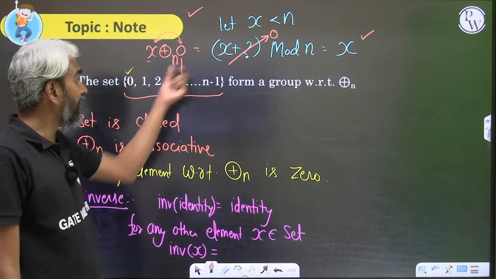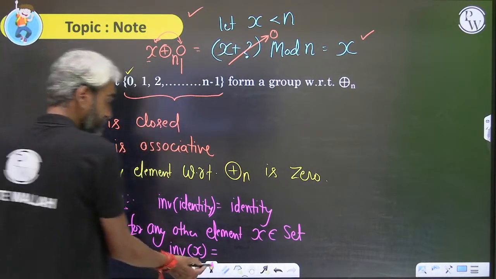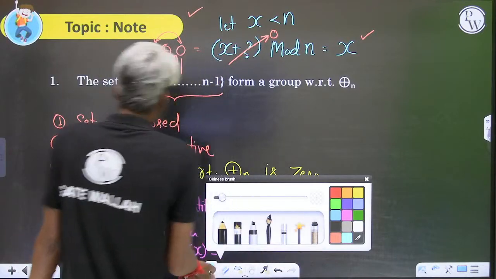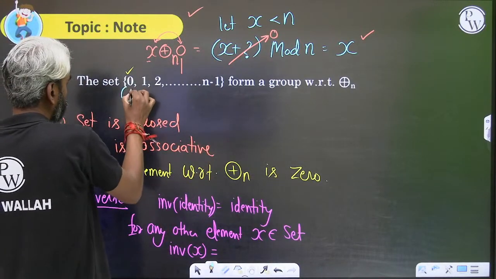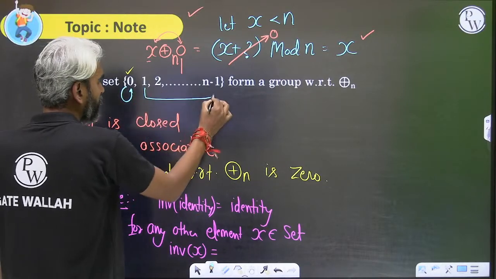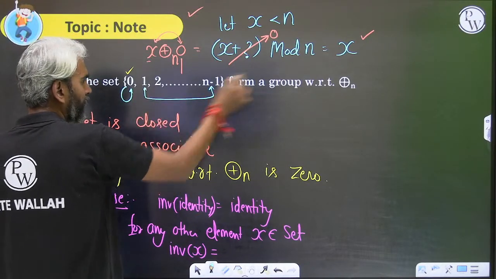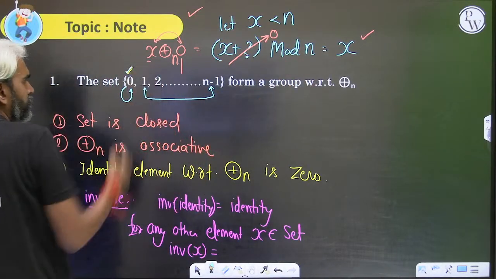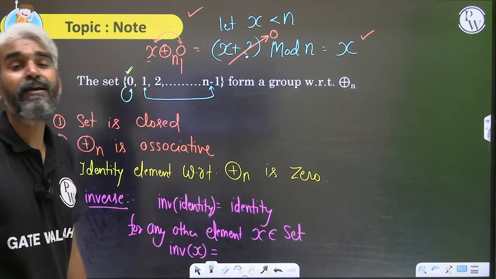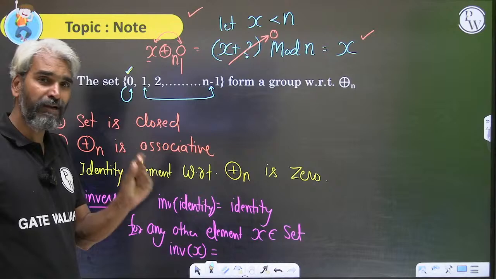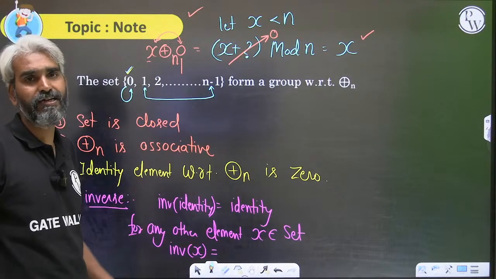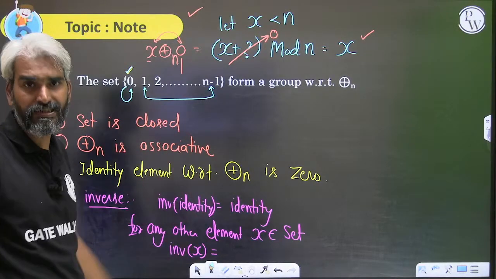Let's look at this. Try to understand this. The inverse of 0 will be 0. Now, 1 plus n minus 1 will be n, divided by n, the remainder will come out as 0. Therefore, the inverse of 1 will be n minus 1. The inverse of 2 will be n minus 2, because 2 plus n minus 2 is n, divided by n, the remainder will be 0. That is the identity element.